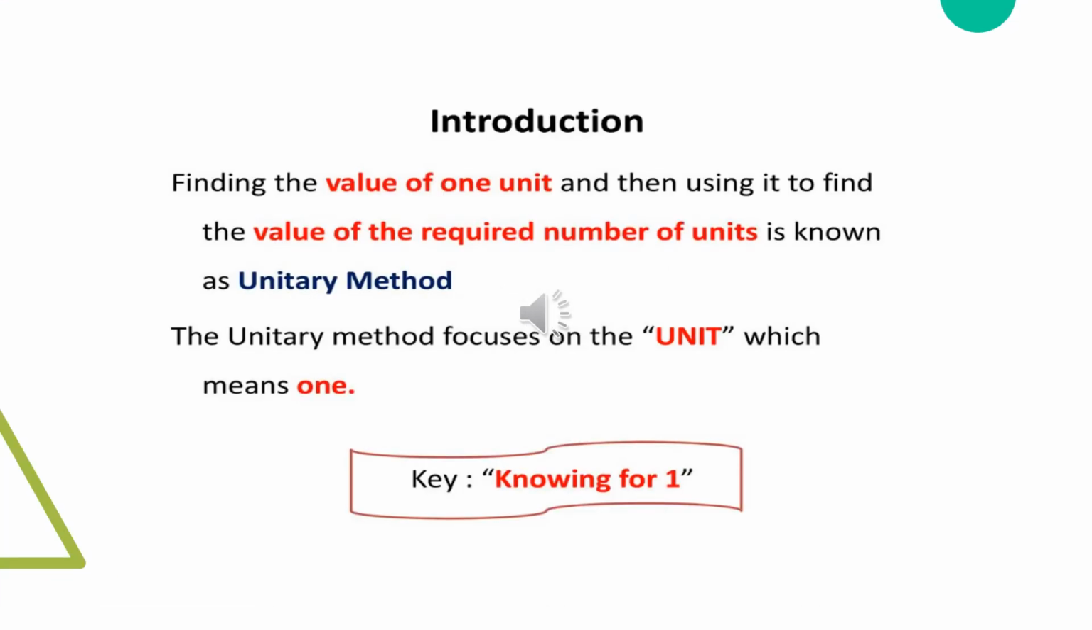As I discussed earlier, in the unitary method we find the value of one unit and then use it to find the value of the required number of units. The unitary method basically focuses on the unit, which means 1.